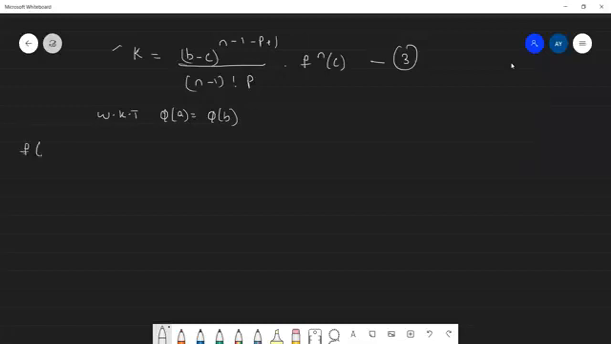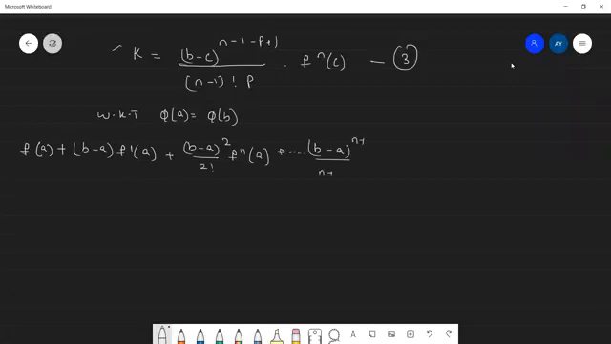So what is that? You'll have f of a plus (b minus a) into f dash of a, plus (b minus a) whole square by 2 factorial into f double dash of a, and so on up to (b minus a) whole power n minus 1 by (n minus 1) factorial into f power n minus 1 of a, plus k into (b minus a) whole power p. That is equal to phi of b, which I'm just writing as f of b.